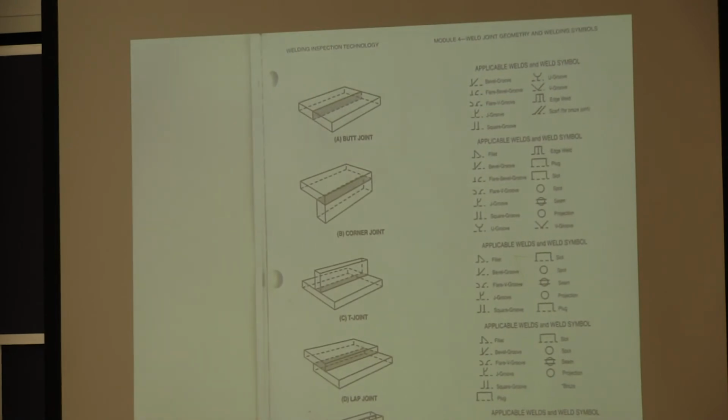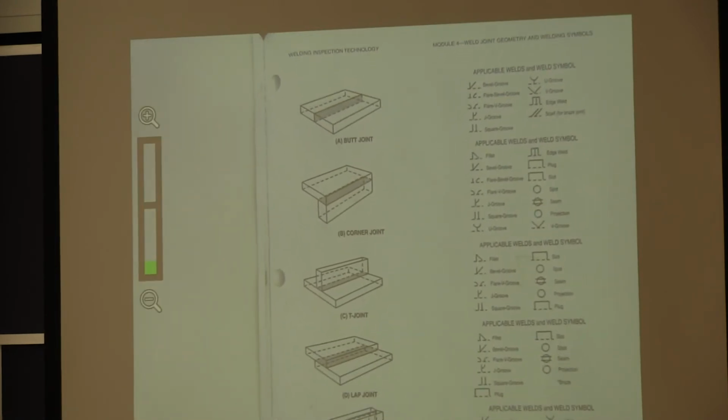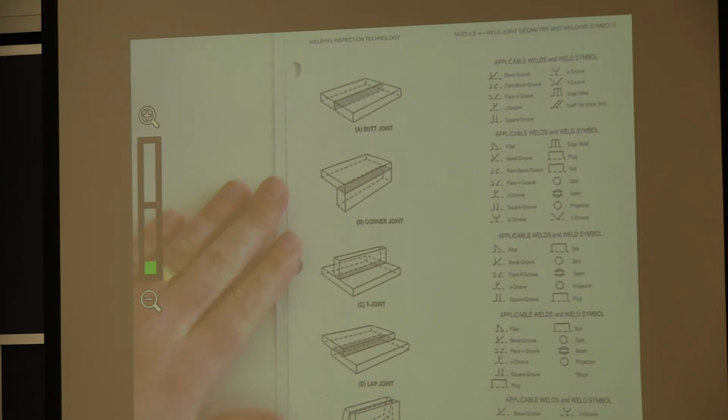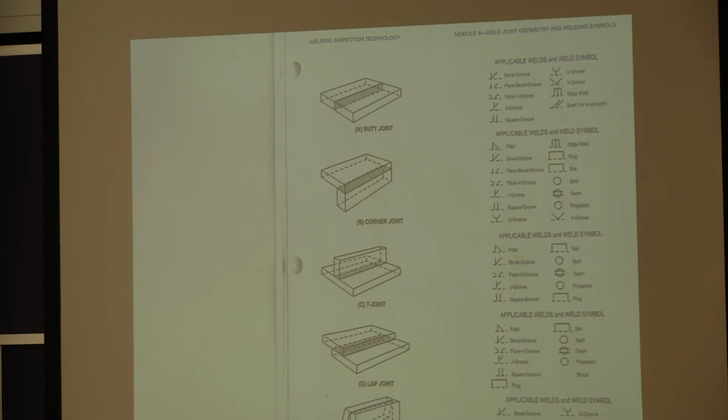So here's an illustration of the various types of joints. A butt joint, you're butting two things together just like it sounds. A corner joint is just like it sounds as well. You're making a weld on a corner of two plates or two components.